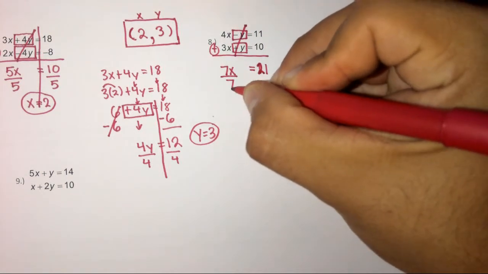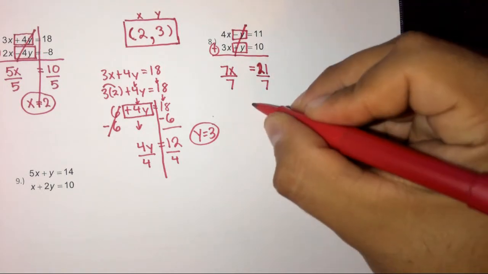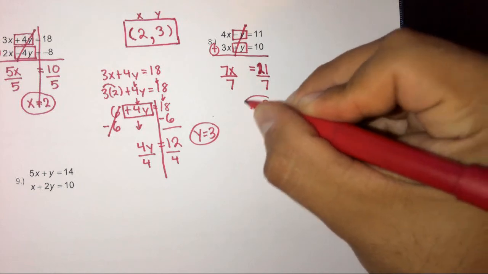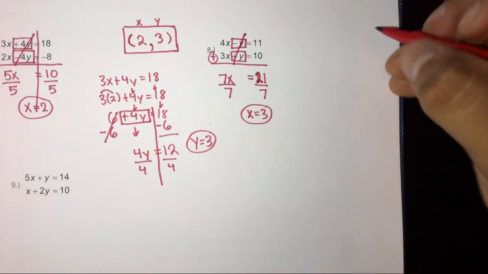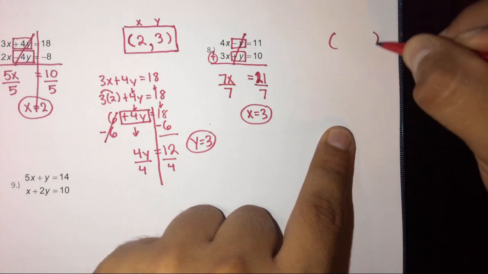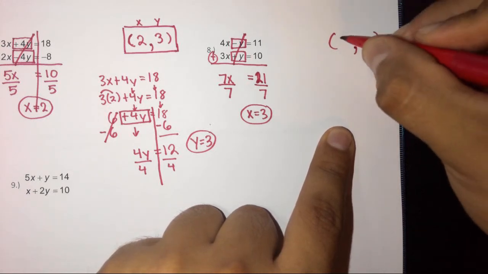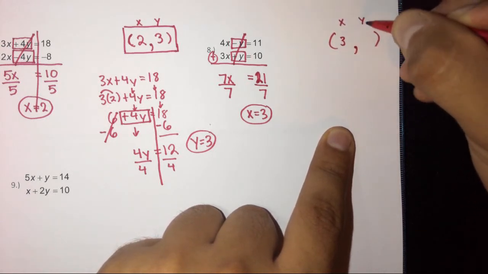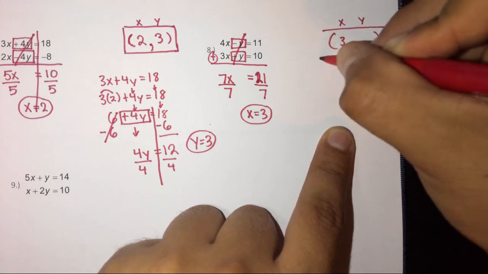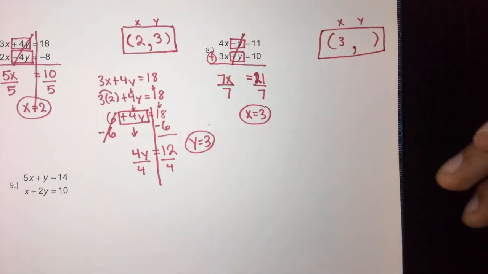Then I can go through and divide both sides by 7. And I get that x is equal to 3. Which I forgot to put my point, but let's go ahead and put our point up here now. Alright, so my first value is that x is equal to 3.